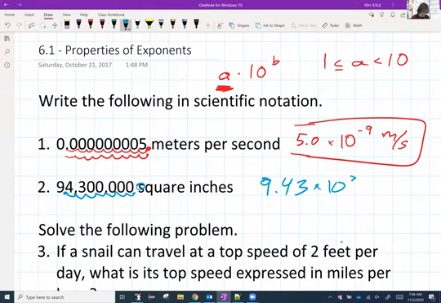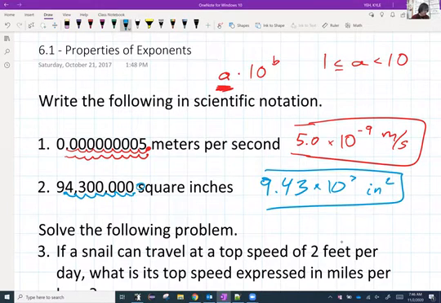So positive 7 square inches. 9.43 times 10 to the 7th. Again, if I counted that right, 1, 2, 3, 4, 5, 6, 7 to get there. Looks like I did. So those are the very basics of scientific notation.